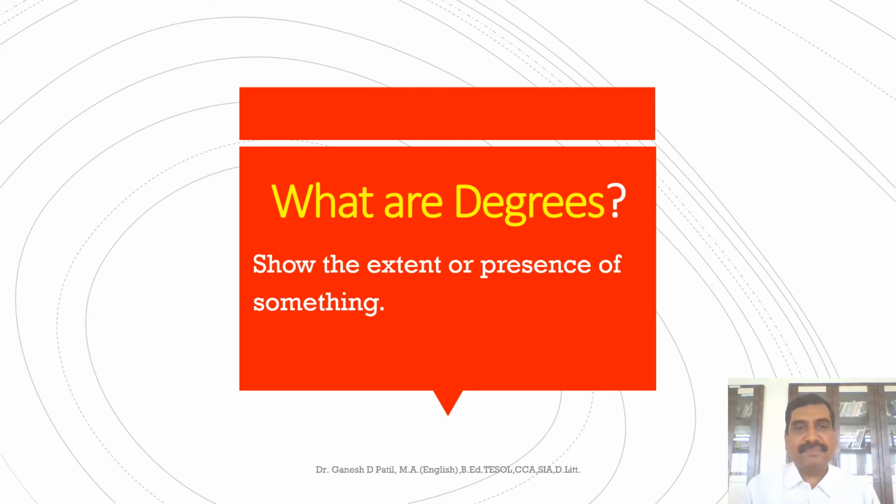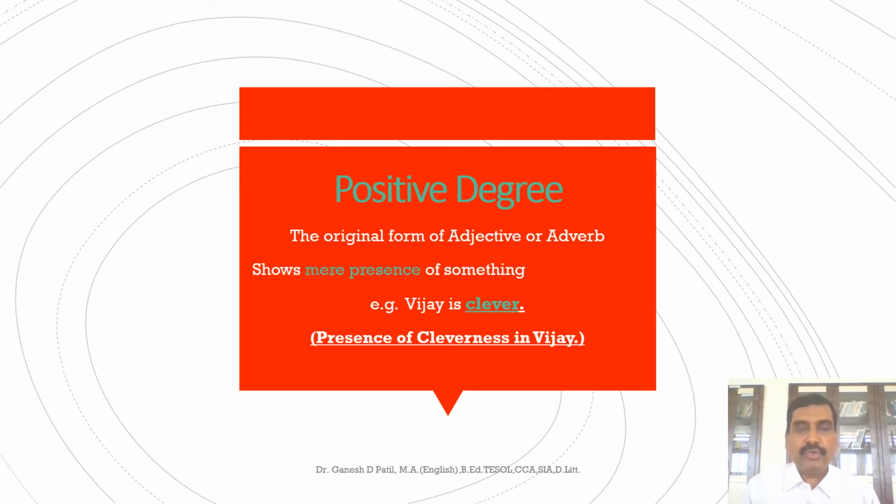What are degrees? Degrees show the extent of presence of something. Degrees show the level of presence of something. Let us see what they are. Adjective can be transformed into comparative and superlative degree. When the original form of the adjective comes in the sentence, it shows mere presence of something.